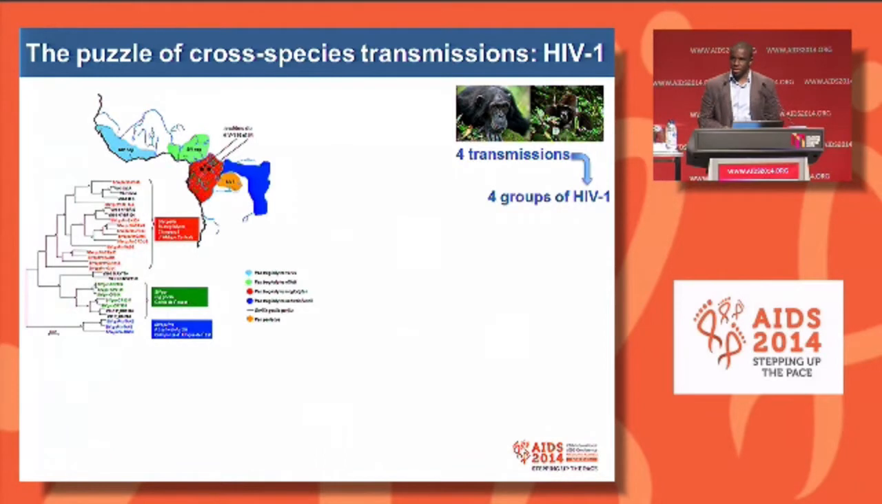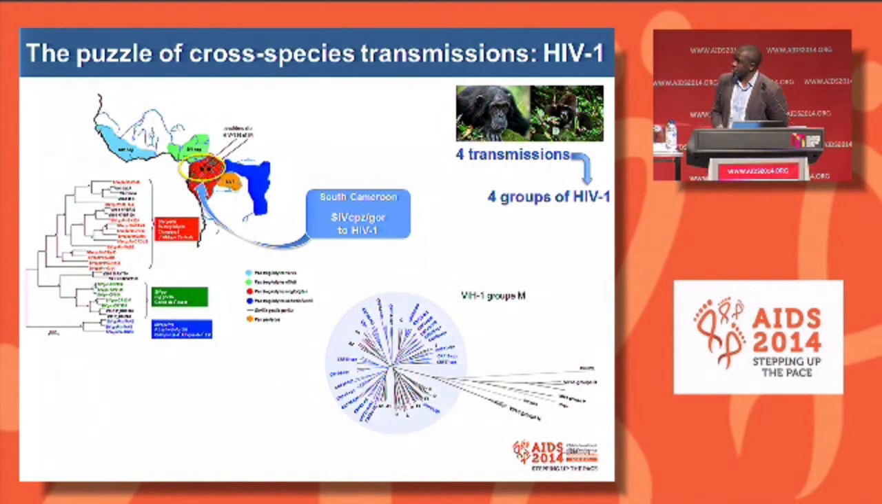And all these transmission events have so far been identified in the southern region of Cameroon, in the Congo Basin region. These transmission events, as shown here, are responsible for the 4 main groups that we know today: group M, group O, group N, and the recently identified group P. Also, we don't currently have evidence of additional transmission of other SIVcpz, or monkey, viruses to human populations.